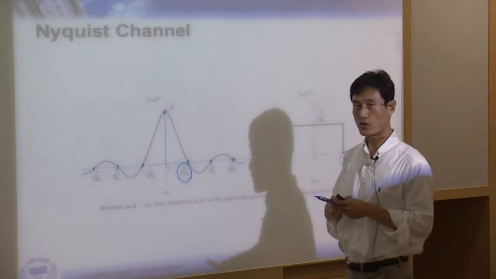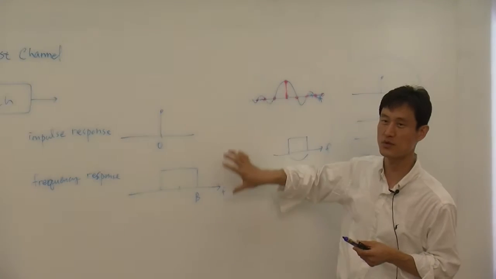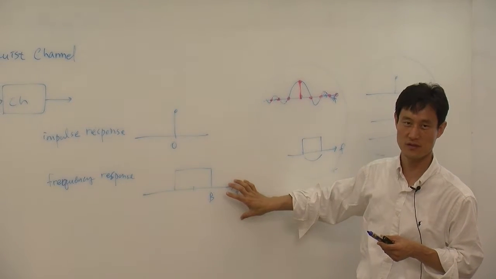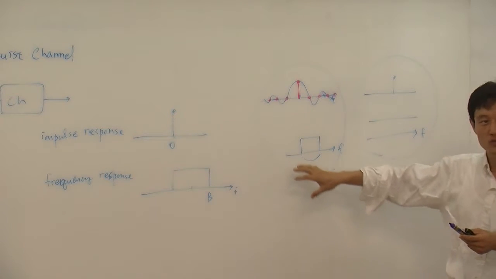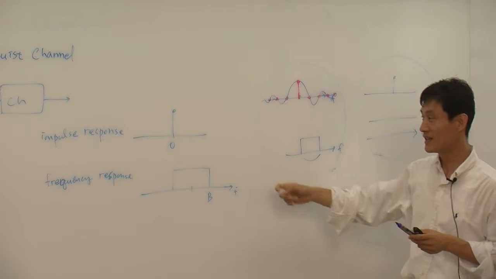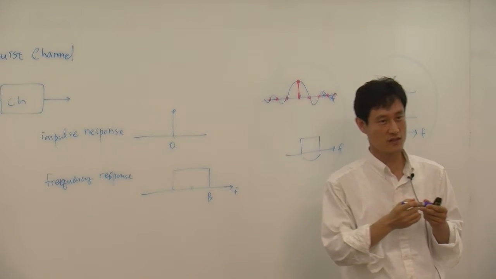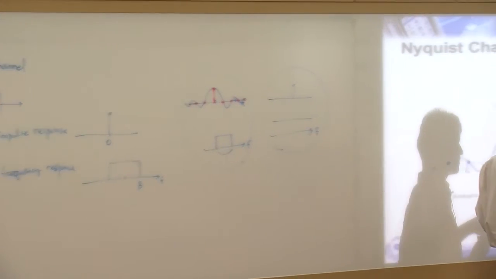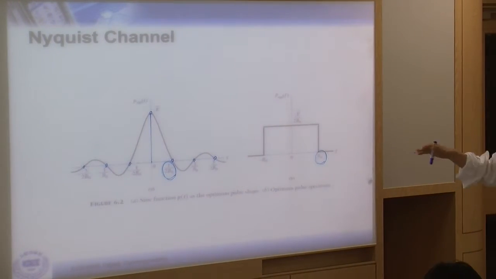What you want to remember about the Nyquist channel is that it has this impulse response and frequency response. Generally, you cannot get these two because those two are not partners. These two are partners, these two are partners, these are not. But that's what you get in a Nyquist channel by choosing a very specially, carefully chosen sampling frequency. So that's the idea of the Nyquist channel.